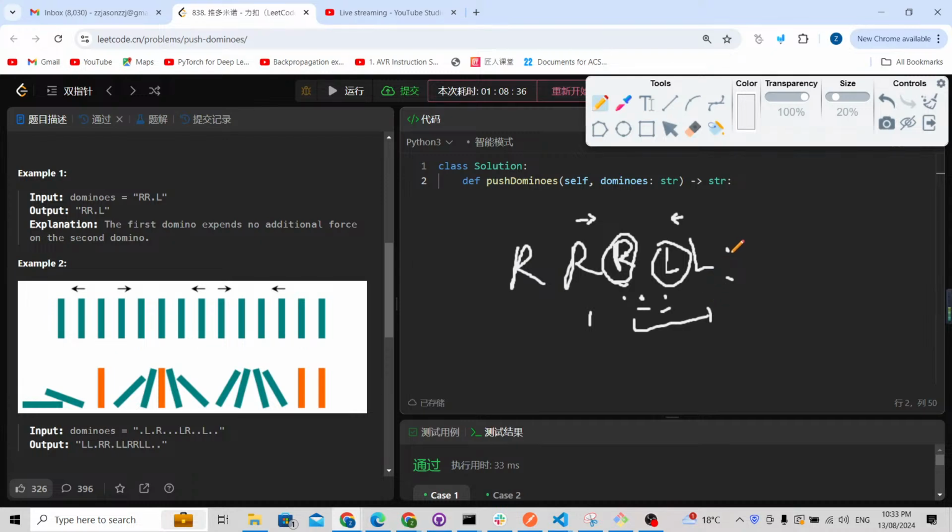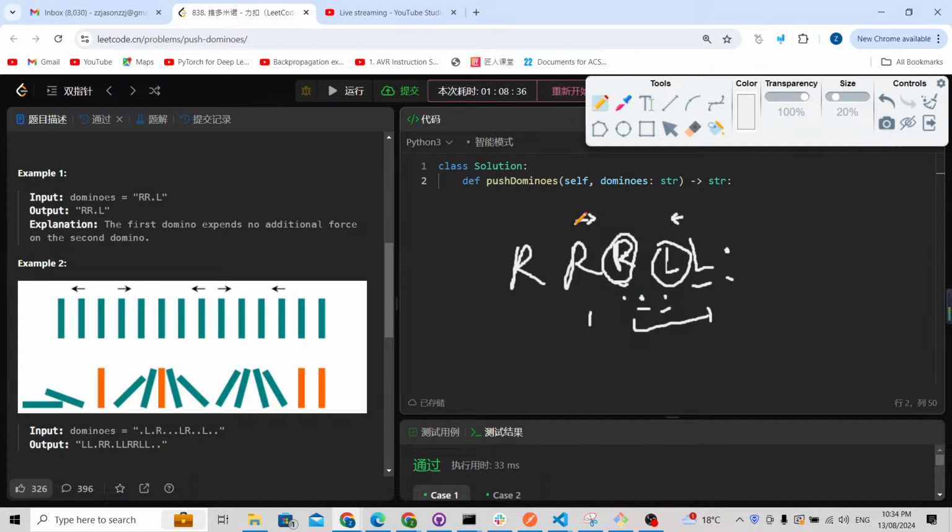So for this dot, what is the distance to the R? Maybe we think the distance to this R is gonna be 1, 2, 3, 4, but it is not like that, because there is a L. Because this L is gonna influence the distance.